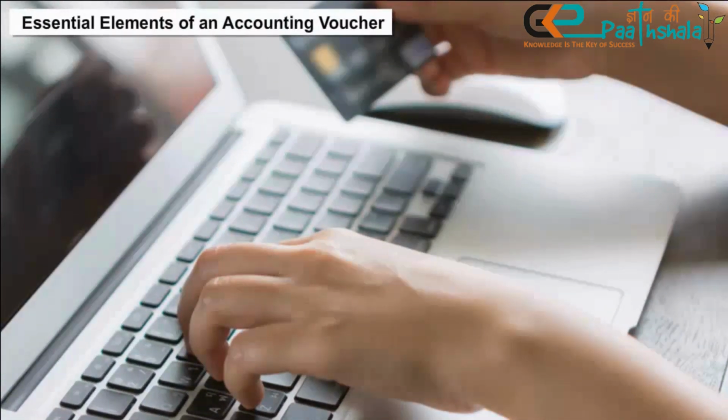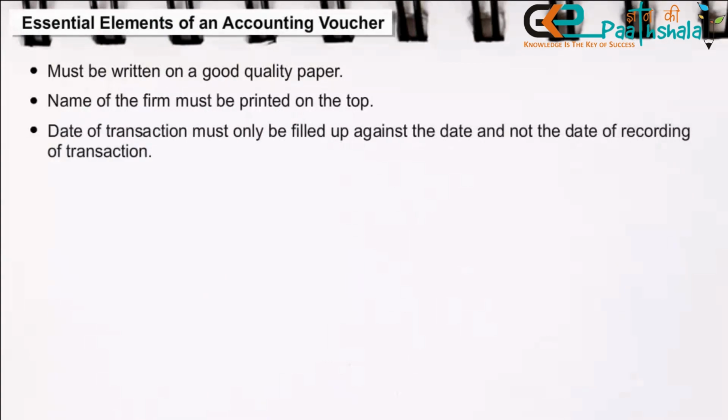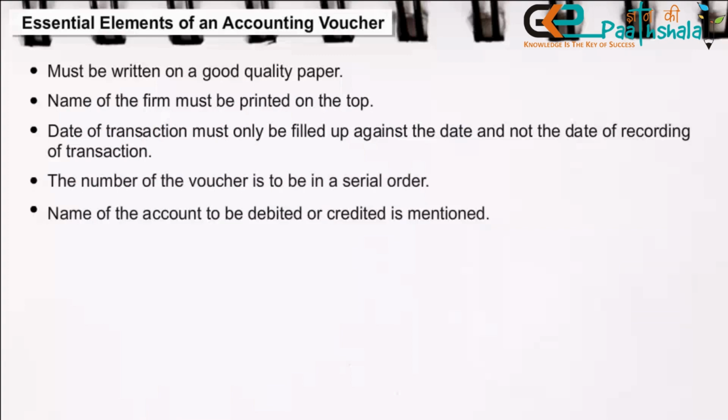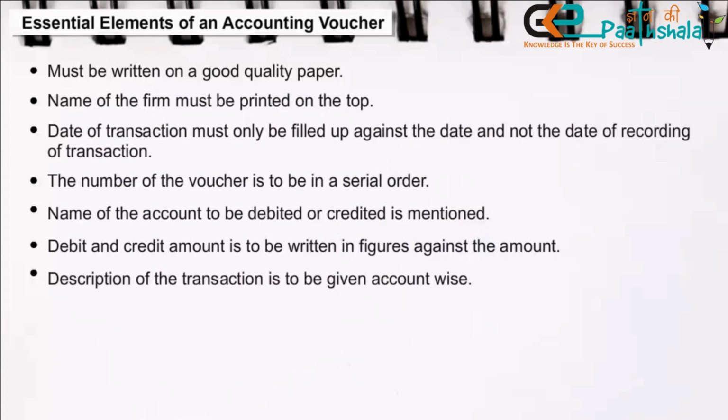Essential elements of an accounting voucher: it must be written on good quality paper, and the name of the firm must be printed on the top. The date of transaction must be filled up against the date, and not the date of recording of the transaction. The number of the voucher is to be in serial order. The name of the account to be debited or credited is mentioned. Debit and credit amounts are to be written in figures against the amount. A description of the transaction is to be given account-wise.